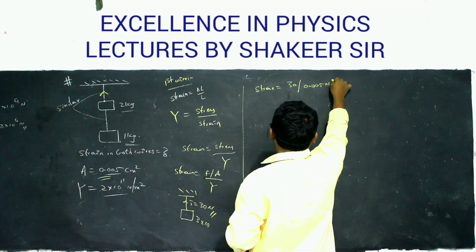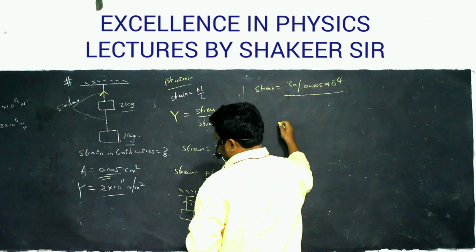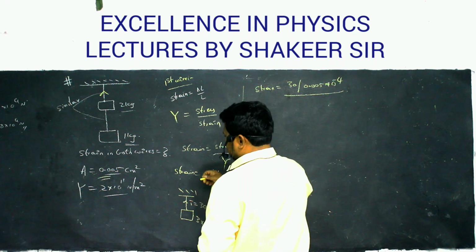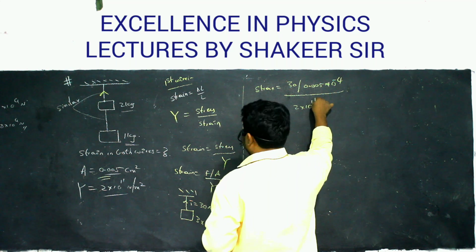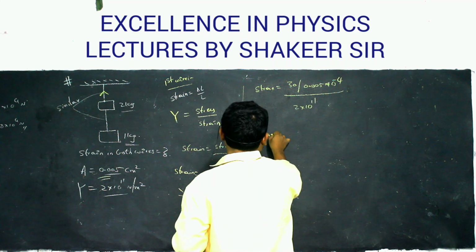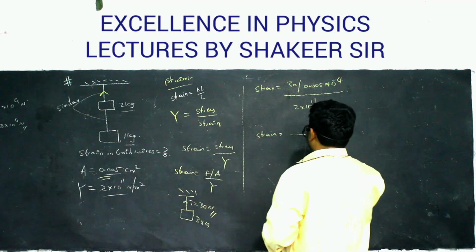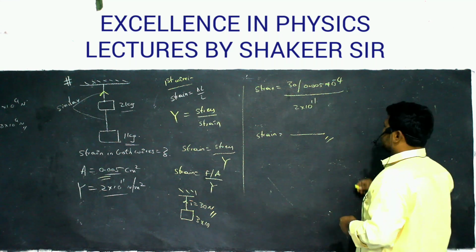0.005 into 10 power minus 4 divided by Young's modulus. Young's modulus is how much? 2 into 10 power 11. That is my answer. So calculate this strain. This should be our answer. Clear? Now what about the second question?